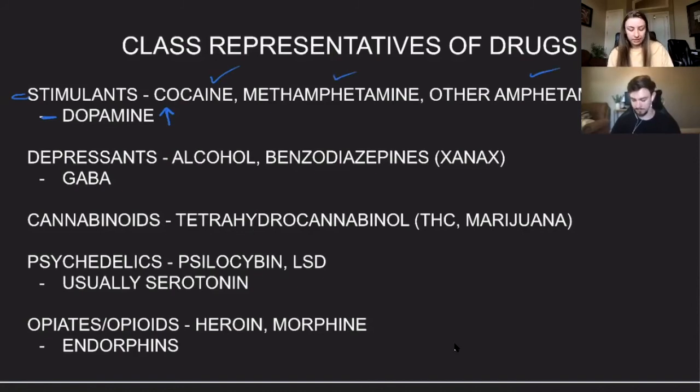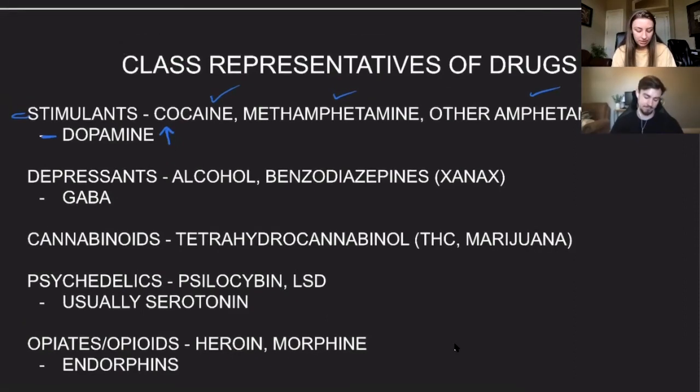Same thing with depressants. What depressants do is, it's self-explanatory, they depress your immune system. I was just watching a video on HIV, so I think that's why I just said that. But they depress your central nervous system activity. And how do they do this? They increase GABA. They're increasing a neurotransmitter which depresses your central nervous system. Why is that? Because GABA is inhibitory. It is your main inhibitory neurotransmitter.